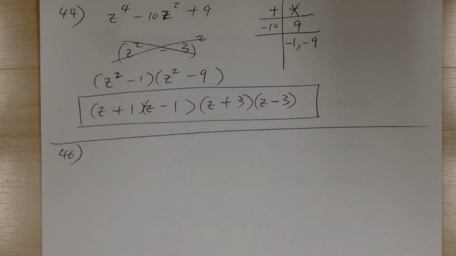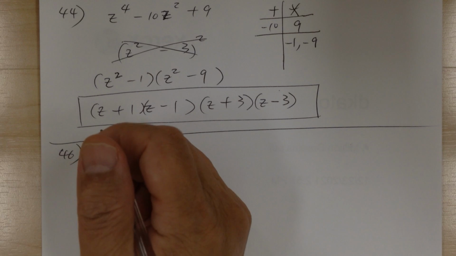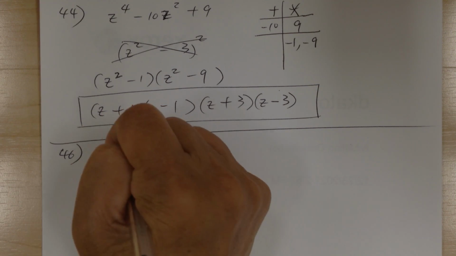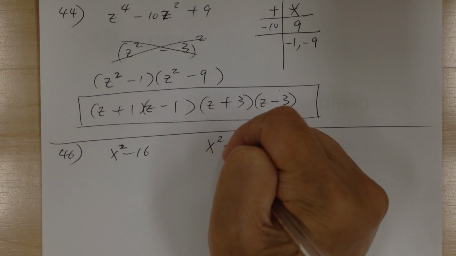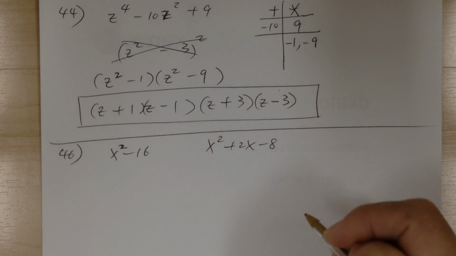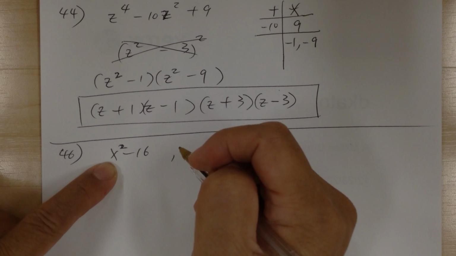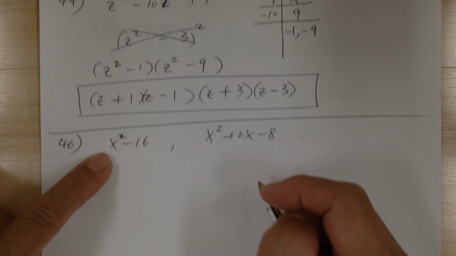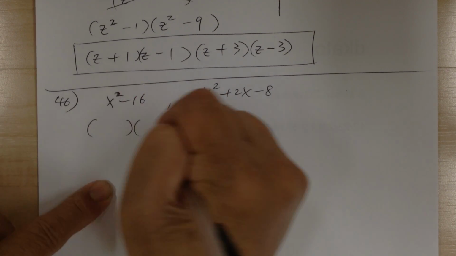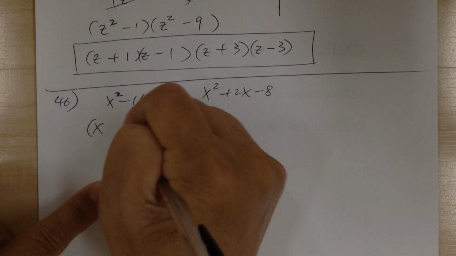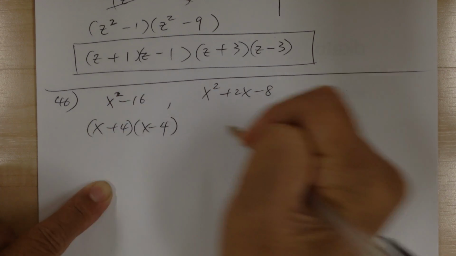Okay, number 46. This one you have to look for the GCF. You've got x squared minus 16, and you have x squared plus 2x minus 8. To find the GCF and LCM, you have to factor each one of these. This one, step 1 cannot. Step 2, this is step 2a, it should be x plus 4, x minus 4.